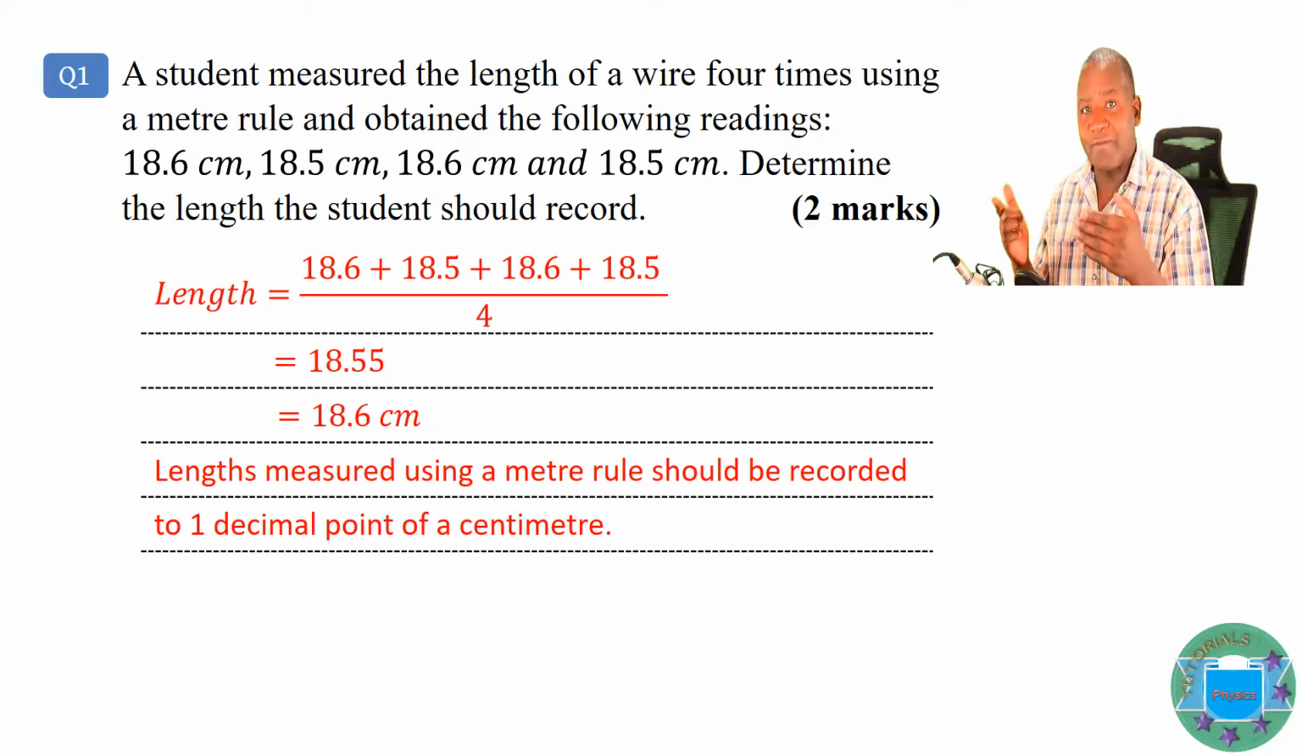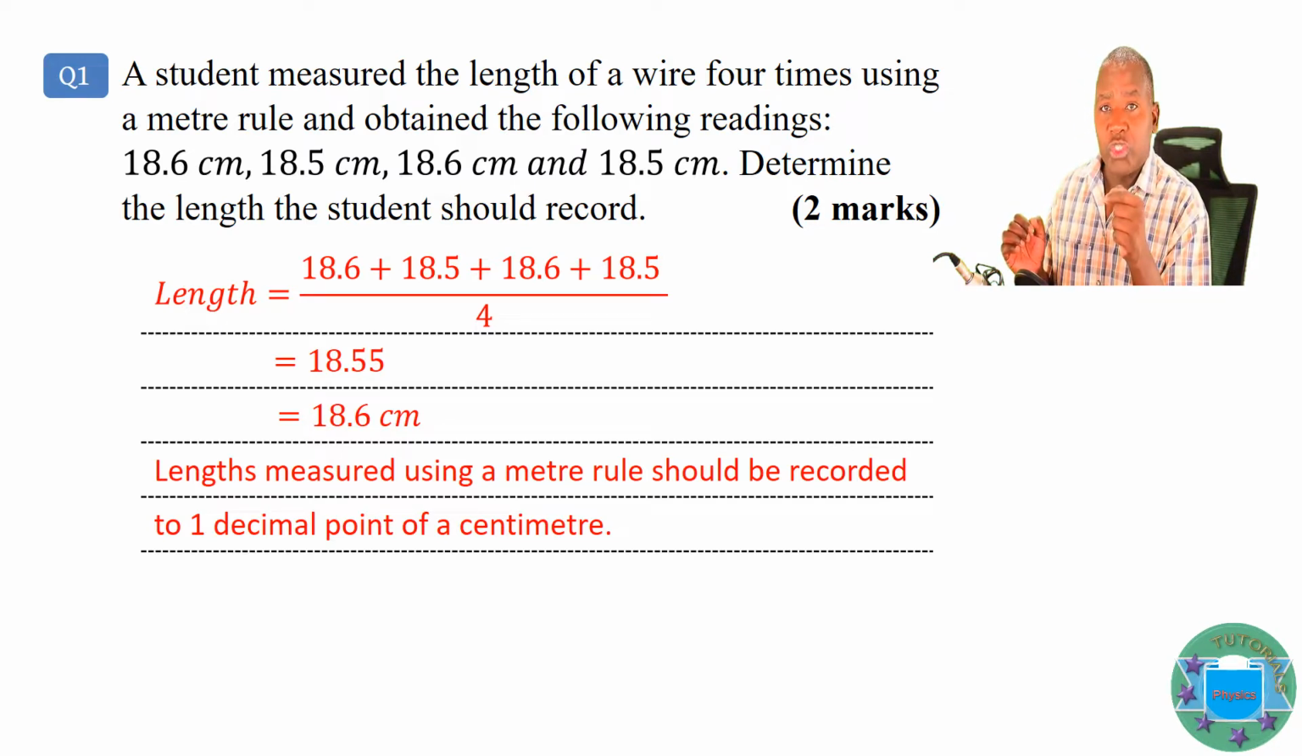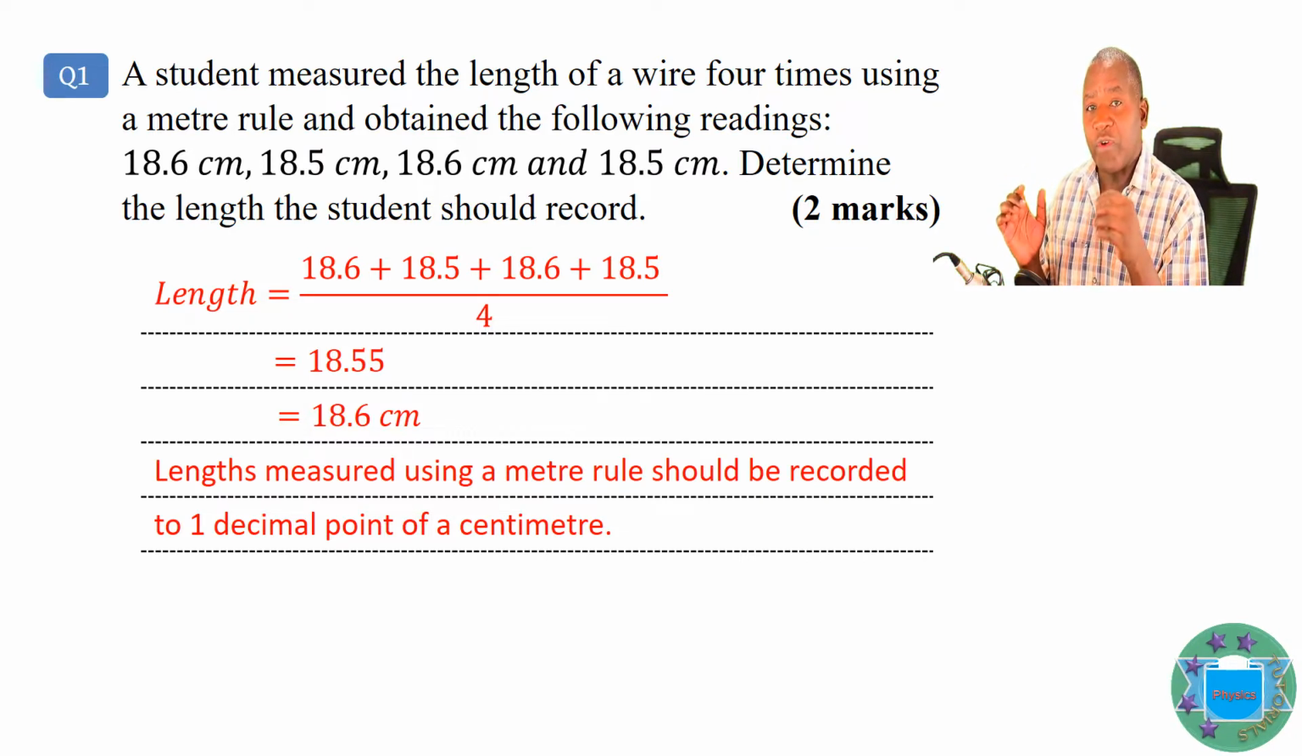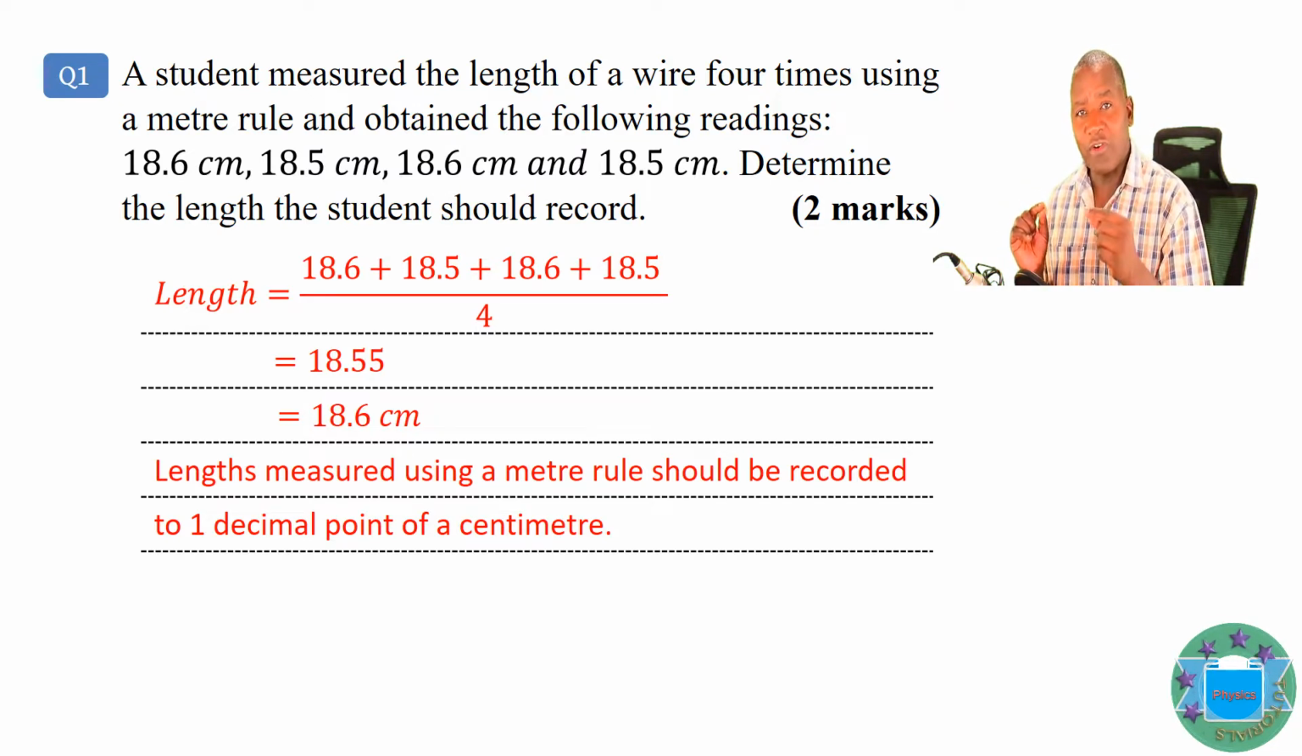So you round that value to 1 decimal point of a centimeter, because when you take measurements using a meter rule, your values should be recorded to 1 decimal point of a centimeter, not more than 1 decimal point and not less than 1 decimal point. For example, if you record that value as 19 centimeters, it is wrong. You have rounded fine, but if you record it as 18.60, that value will also be marked wrong because you have not observed the level of precision of a meter rule.